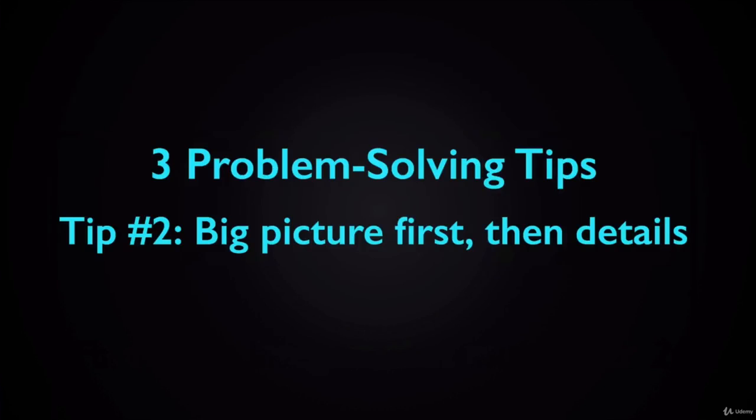The second problem solving tip I want to give you is to think about the big picture first and then details. This is somewhat related to the first tip of thinking on paper, but it's a little bit different. Let's see how it works with this example.